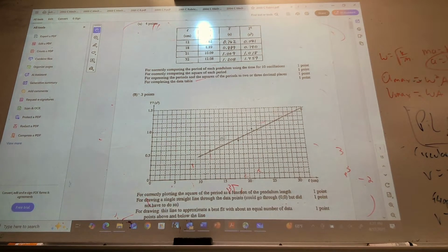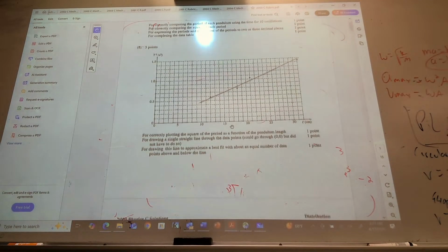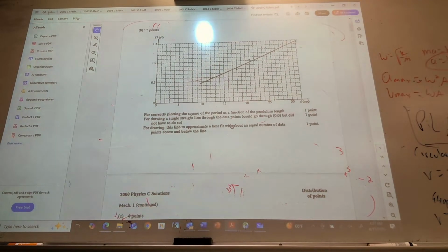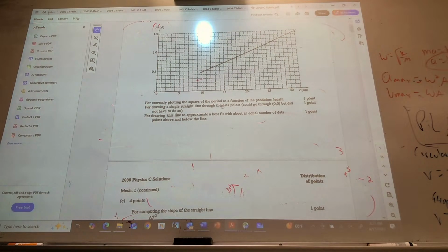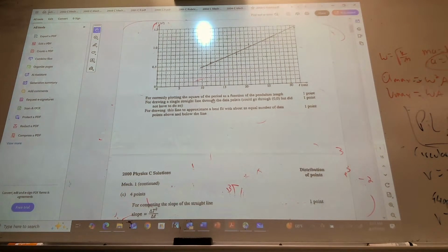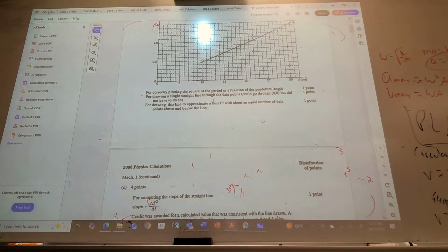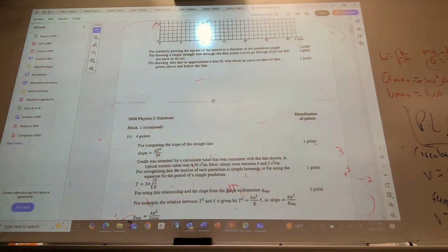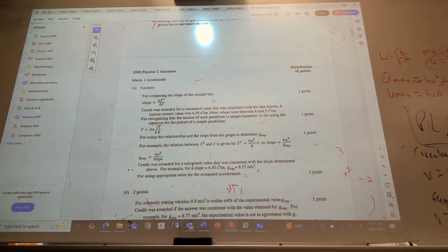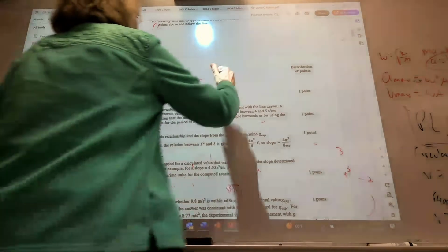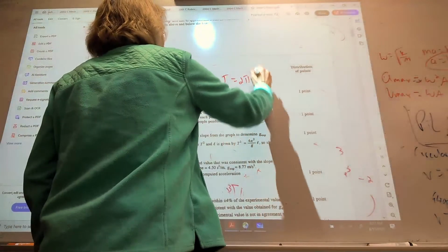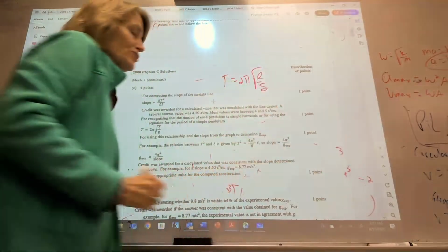There were 4 points. Now, we're always then getting our slope and plugging that into an equation. For correctly plotting the square of the period as a function, you got 1 point. For drawing a single straight line, you got a point. For drawing this line to approximate best fit, you got a point. So what do you do? You look at your equation. You know your equation, what you have on your equation sheet is this. And they asked you to figure out G.